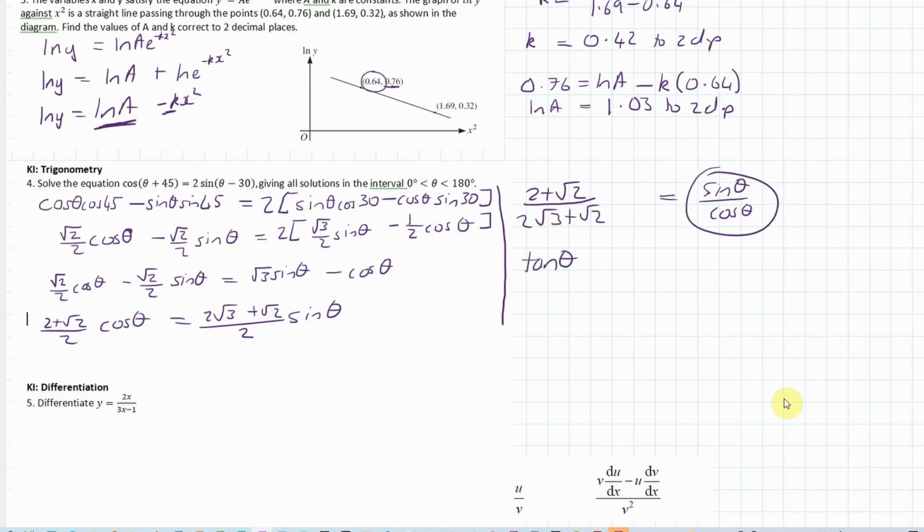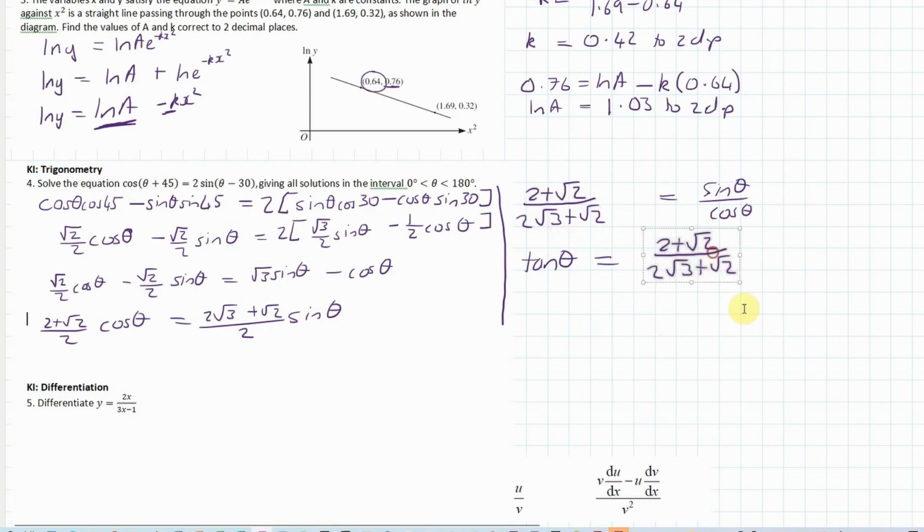This here is tan theta. So I'm going to say tan theta equals, and then I'll stick this in here again. Right, that's what it equals. And so therefore theta should be equal to the inverse tan of this. Okay? Right.